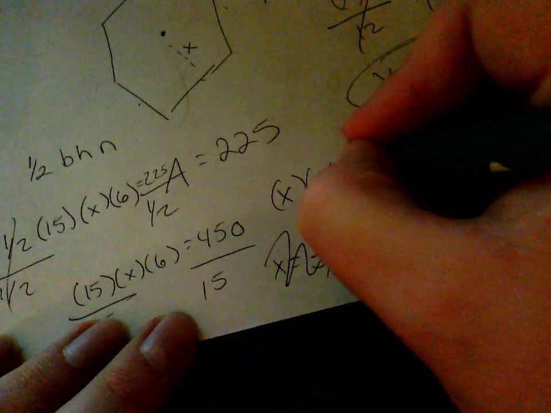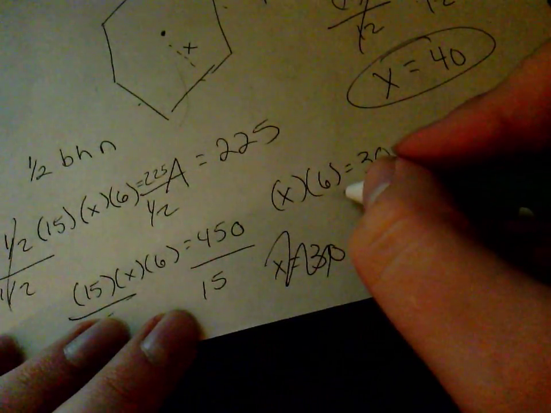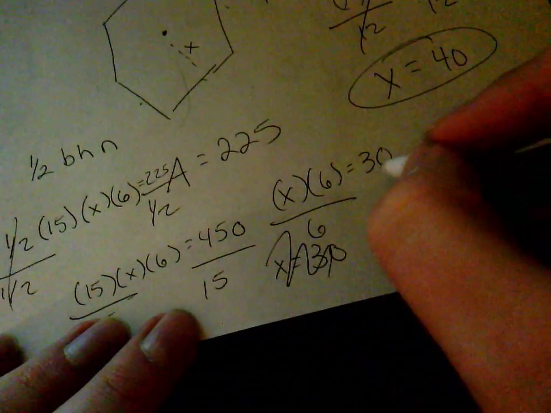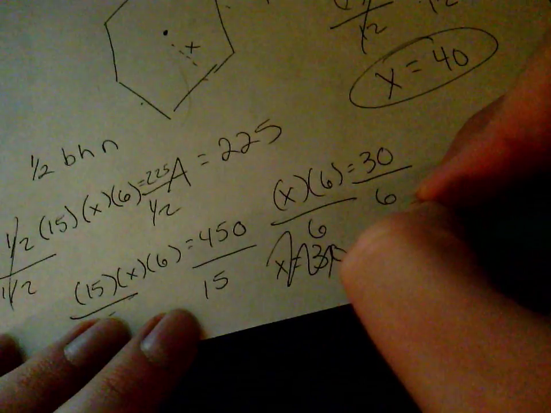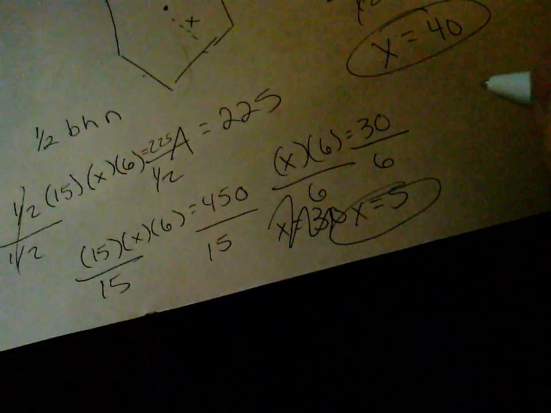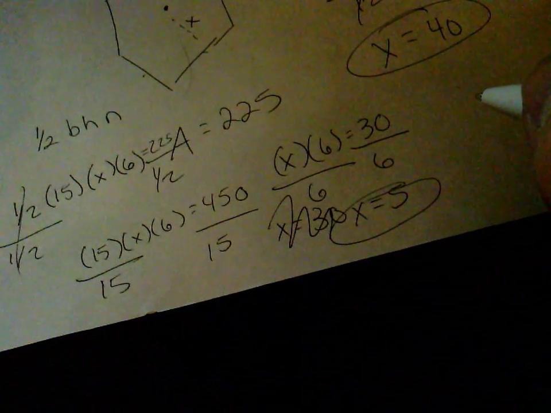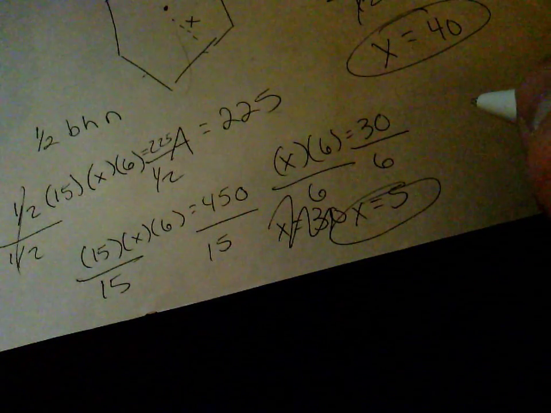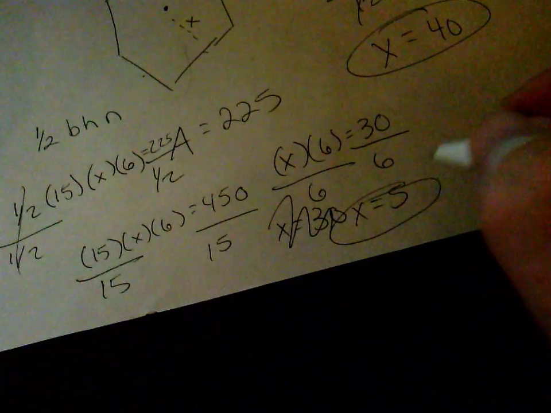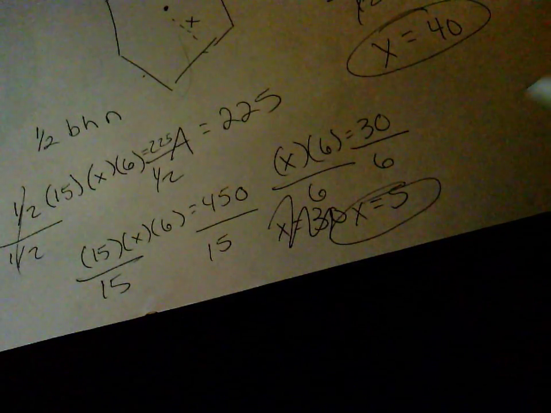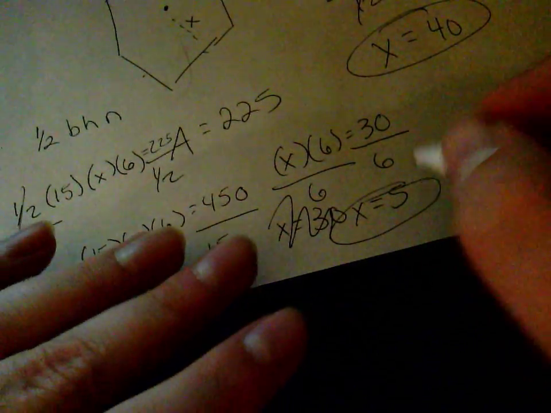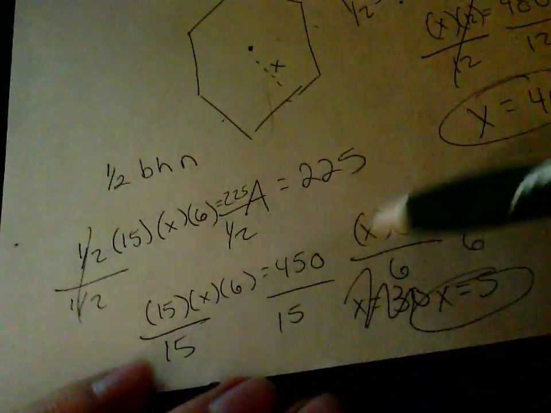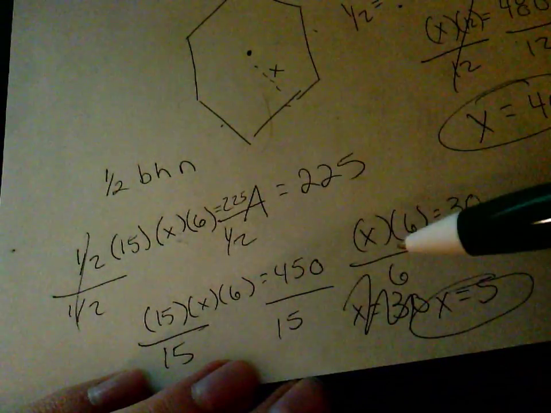Well, I'm still multiplying, so let's divide by 6. Divide by 6. X gives me 5. Okay? So, we have this one. It's just 5. Okay, so all you're doing is you're plugging in everything and just putting the X there.